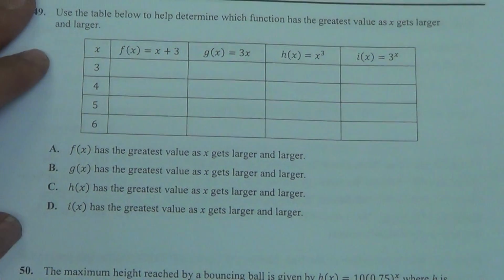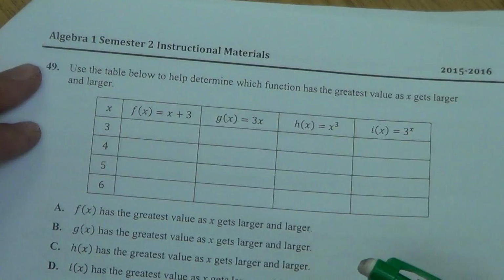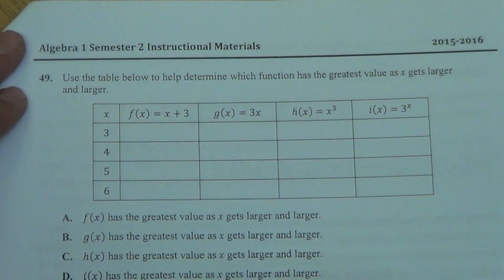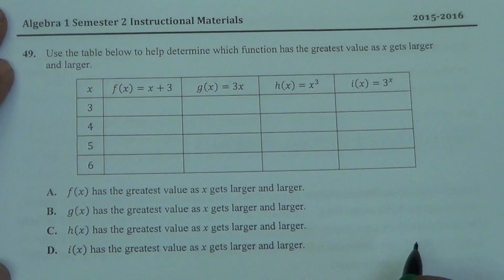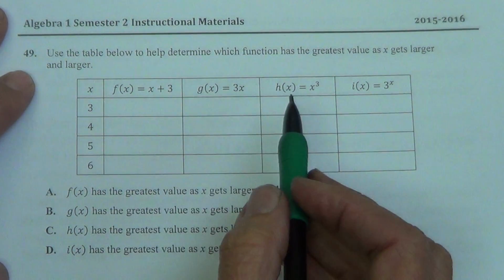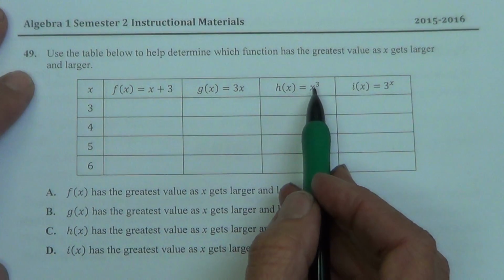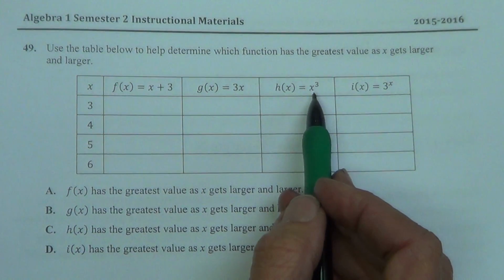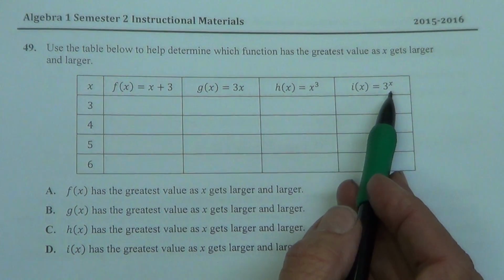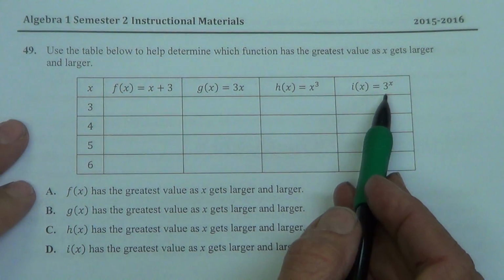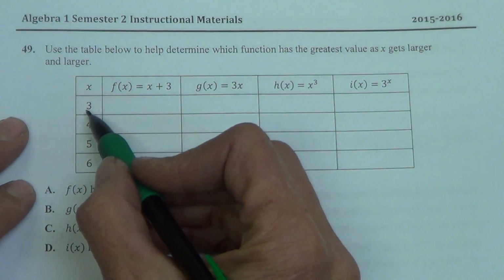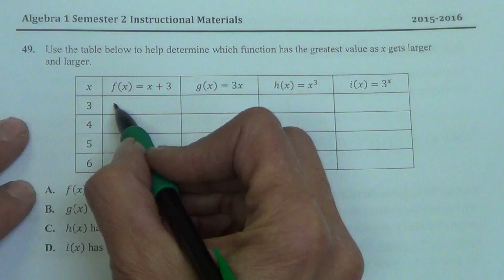Okay. Use the table below to help determine which function has the greatest value as x gets larger and larger. I would hope after our study in linear, in our study in quadratics and cubics, and then our study in exponential, that you would already have an idea. But let's go ahead and show how you work this out, because I do want to see the work on it. You would plug 3 in for x in each situation.